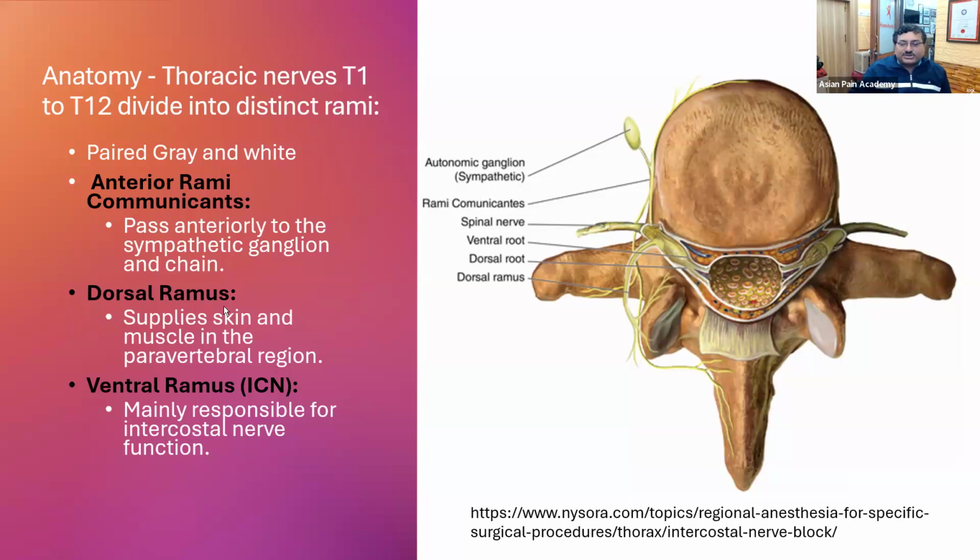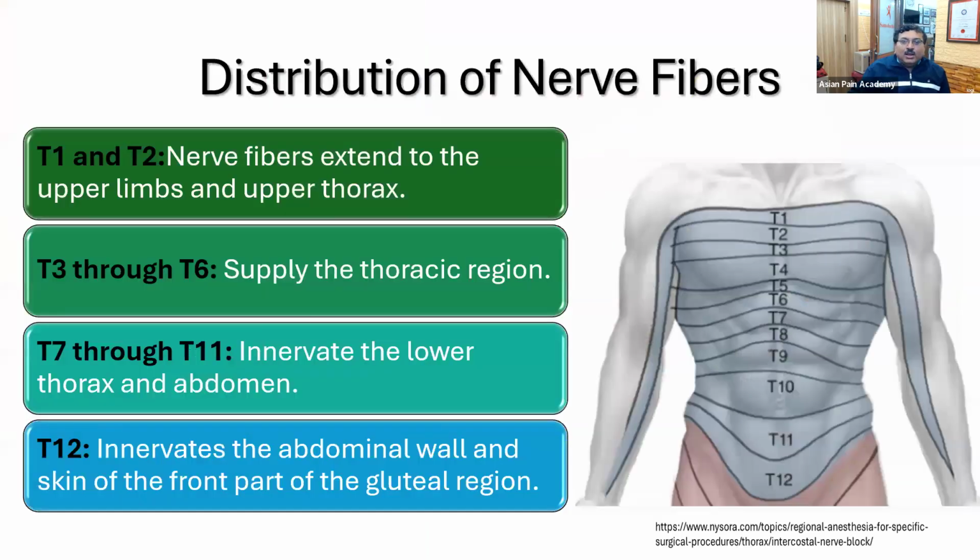So it is dividing into dorsal ramus and ventral ramus, whereas the ventral ramus is mainly responsible for the intercostal nerve function. So from this area, these are the rami. Here they are forming the spinal nerves, and here this is the dorsal ramus. The dorsal ramus is giving three branches: lateral, intermediate, and medial. The medial branch supplies the facet joint and the multifidus.